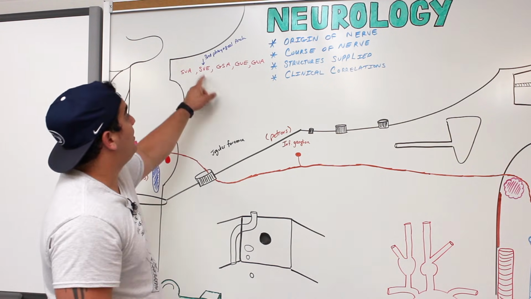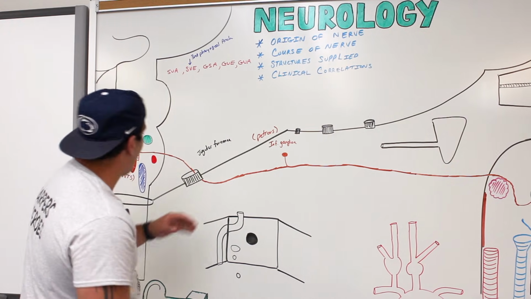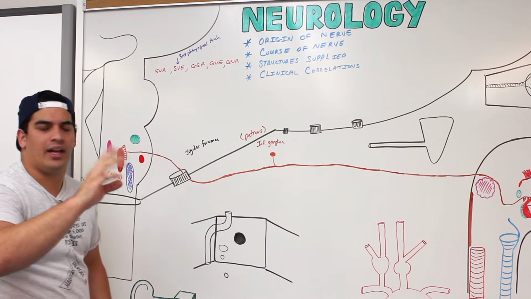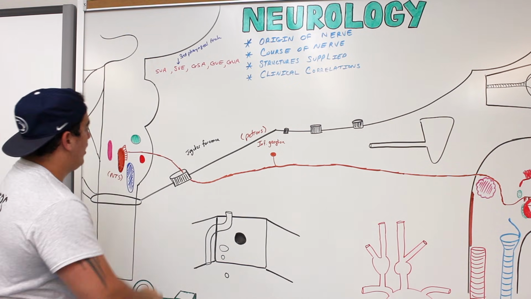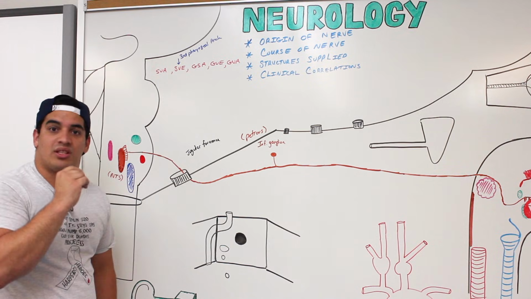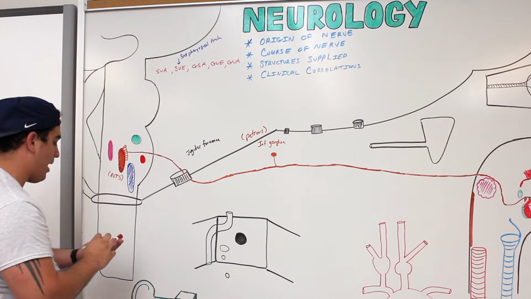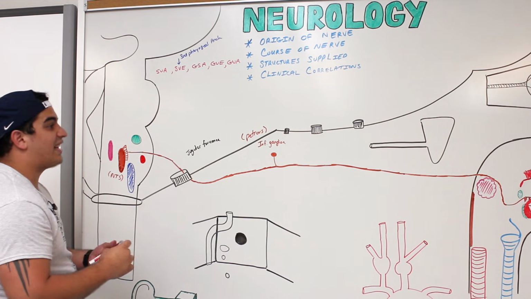Let's go to the next one, SVE. Now, thankfully, this is not that bad of a one. SVE is going to supply the third pharyngeal arch. Thankfully, and ironically, and weirdly, there's only one muscle that is supplied by the glossopharyngeal nerve that was derived from the third pharyngeal arch, and that muscle is called the Stylopharyngeus.